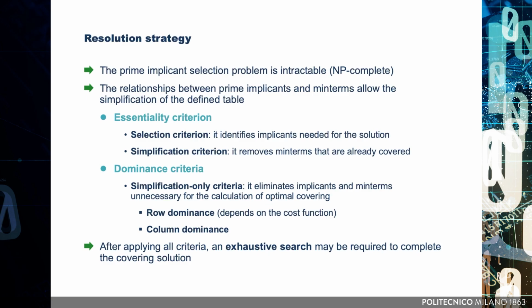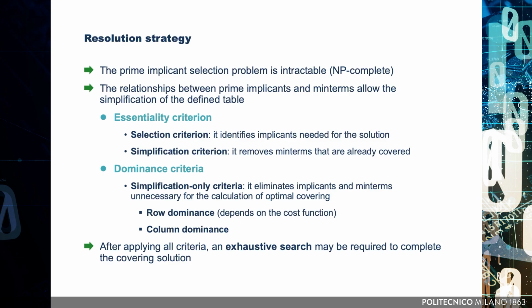Once such an implicant is selected, we can remove all the minterms it covers from the table, thus reducing the problem size. We also apply the so-called dominance criteria, which help further simplify the table by identifying unnecessary implicants or minterms that can be safely discarded without affecting the optimal solution. There are two types of dominance criteria. Row dominance allows us to eliminate redundant prime implicants, that is, implicants whose coverage is fully contained within that of others. Note that whether an implicant is considered dominant may also depend on the cost function in use.